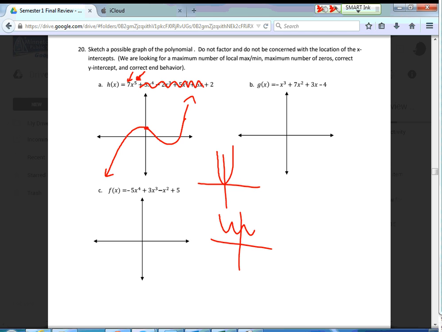1, 2, 3, 4, 5. I think I did that right. 1, 2, 3, 4, 5. No, I did too many. That's a classic mistake, to just make too many little loops. 1, 2, 3, 4, 5, 6. There we go. That's also a possible x to the 6th graph.